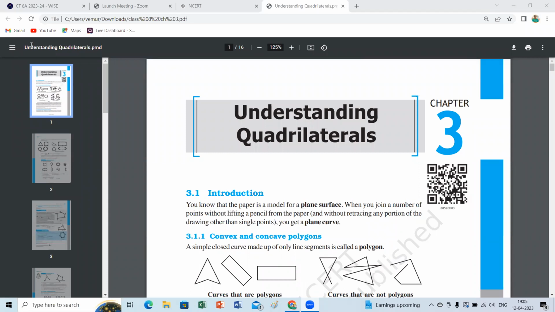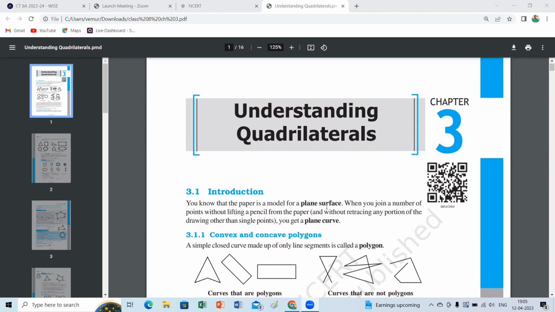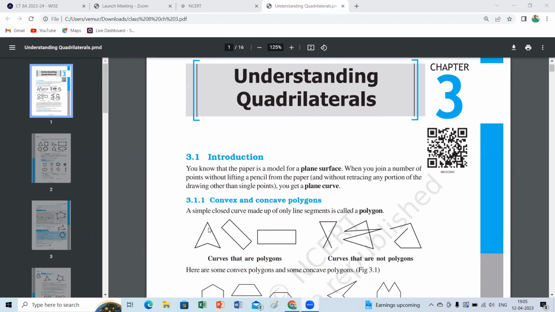See, there are a few polygons here. A polygon is a simple closed curve made only by line segments. So how many line segments does the first figure have? 1, 2, 3, 4. Can we take this as a quadrilateral? Yes, ma'am. Now the second figure: how many sides? Four. 1, 2, 3, 4. It's a four-sided polygon, right? It's a quadrilateral.